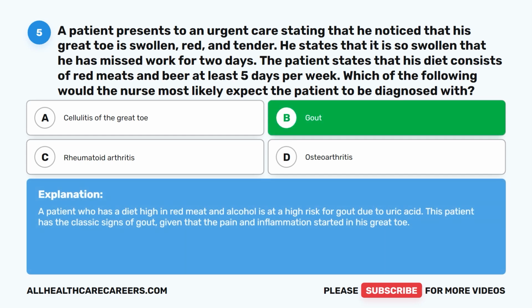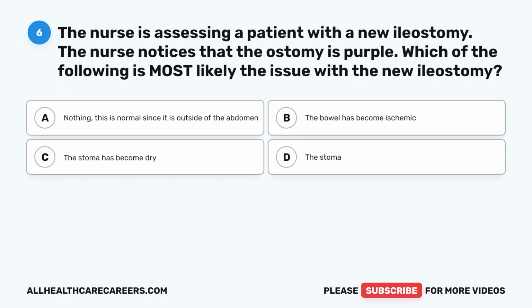Gout. A patient who has a diet high in red meat and alcohol is at a high risk for gout due to uric acid. This patient has the classic signs of gout, given that the pain and inflammation started in his great toe.